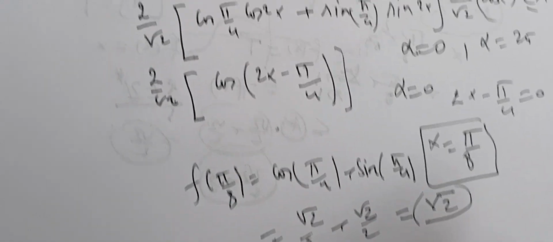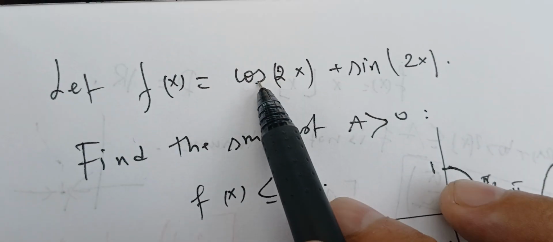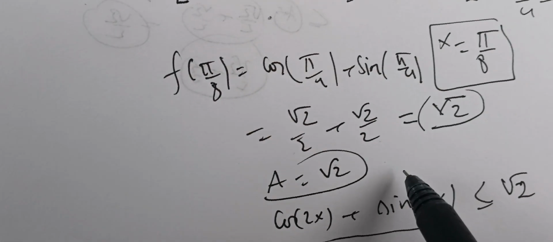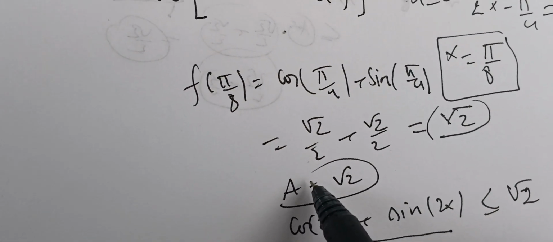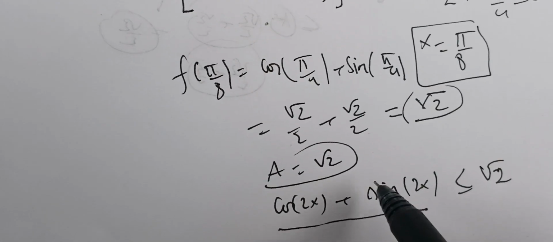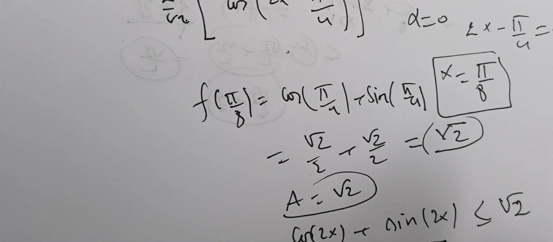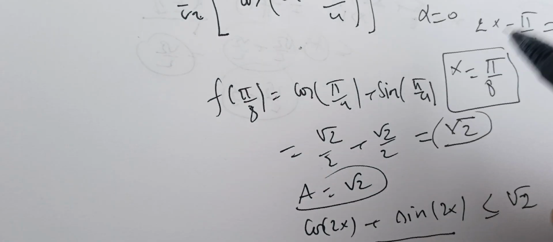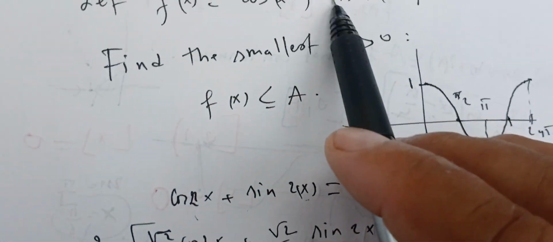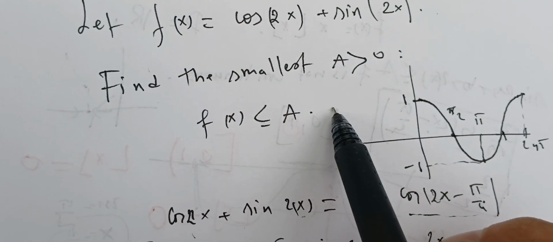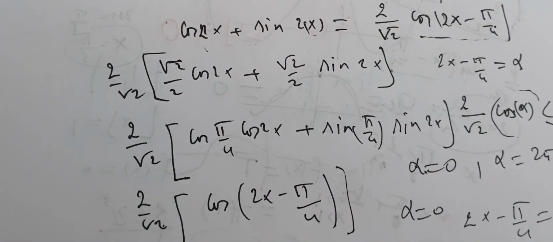By graphing this function and graphing the square root of 2, I see that this is always bigger than my function, and the maximum is reached when x is pi over 8. The values will repeat because this function is 2 pi periodic. So the smallest a in my case is square root of 2.